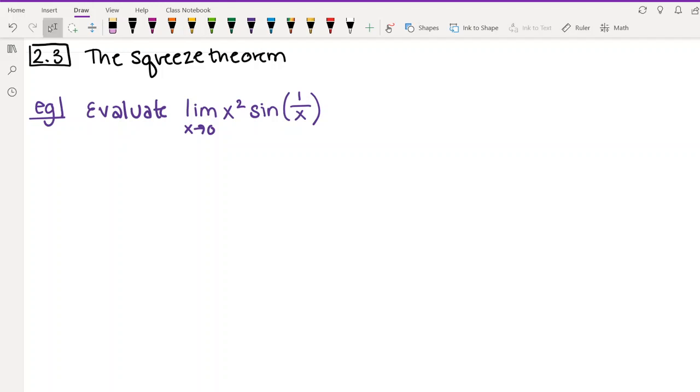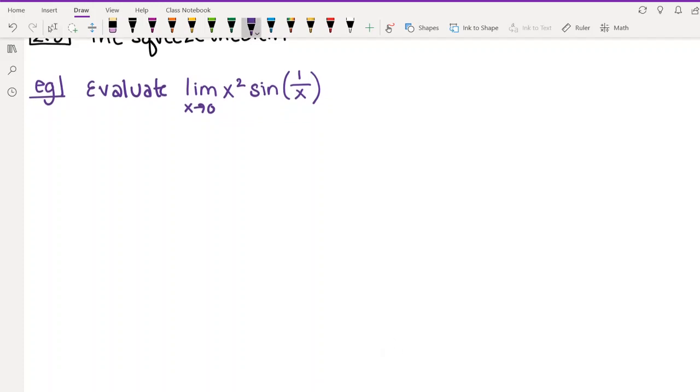So let's try to think about the methods that we have so far. So the first thing you always want to try to do, if possible, is to plug in the number, right? So if you have a function that is not a piecewise function, then you can plug in the number as long as the function is defined at that number. So if we try to plug in 0, we would get 0 for the x squared part, but then we would have sine of 1 over 0, and that is undefined, right?